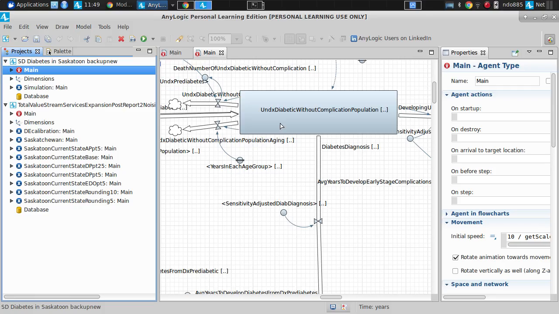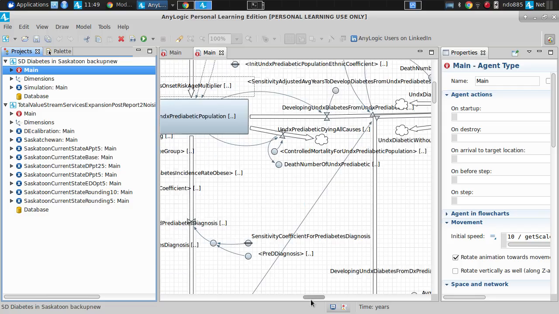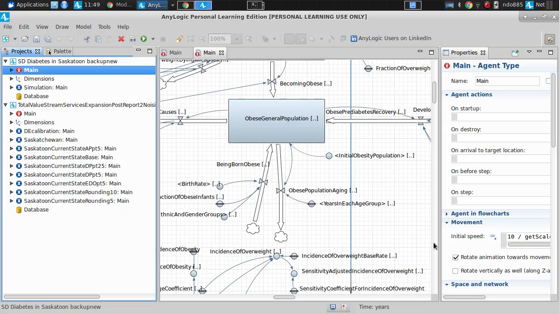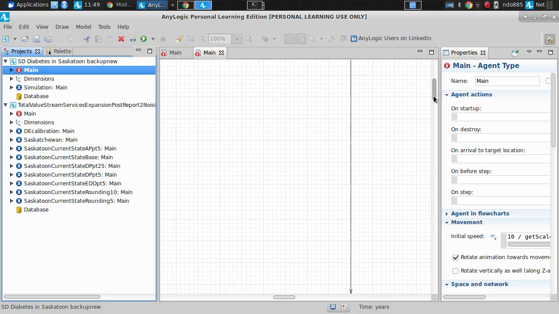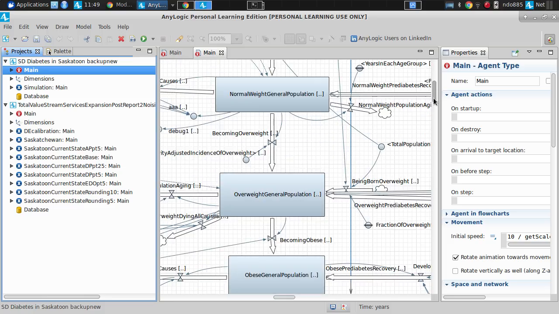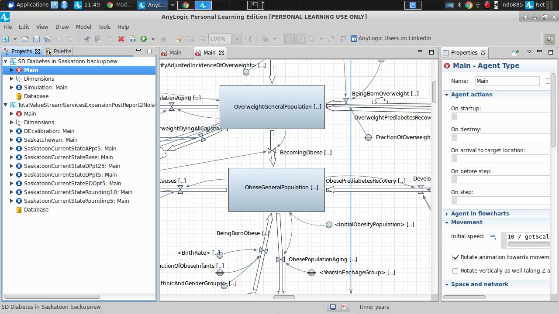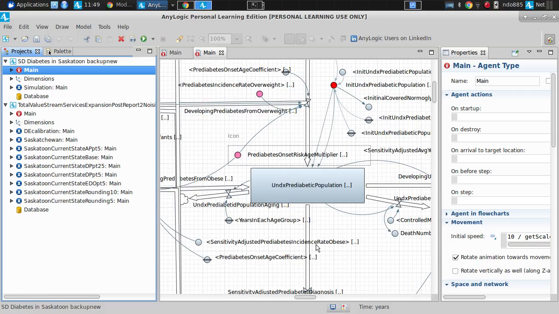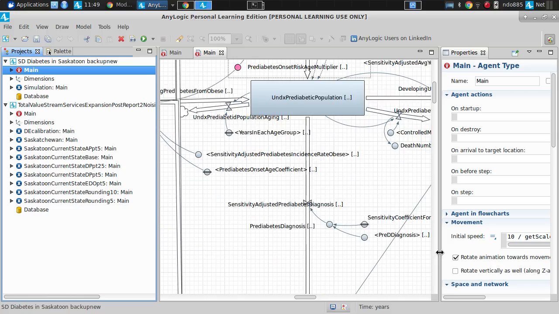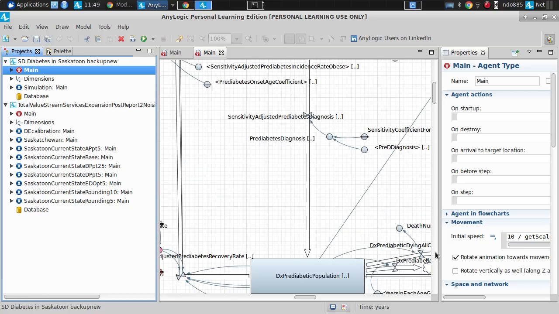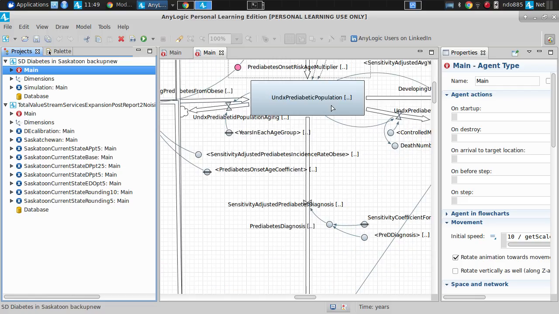So I'm just walking through this model from left to right. I started back here with obese, overweight, and normal weight. And then I worked my way to the right here. There's undiagnosed pre-diabetic and diagnosed pre-diabetic. One thing that's very important to note is there's a lot of, as is typical for this sort of model, latent factors. By latent factors, I mean factors that are not directly observed.